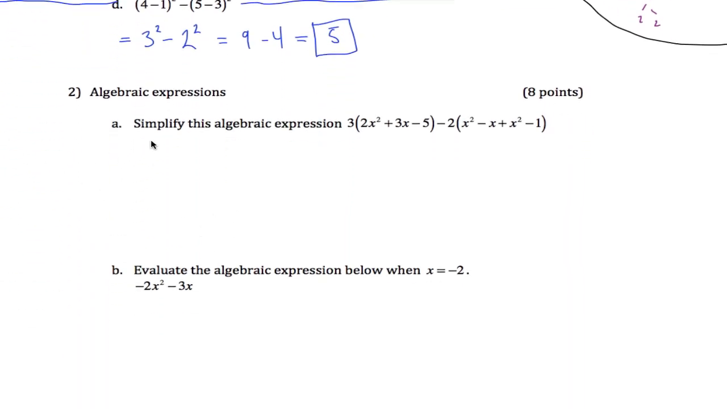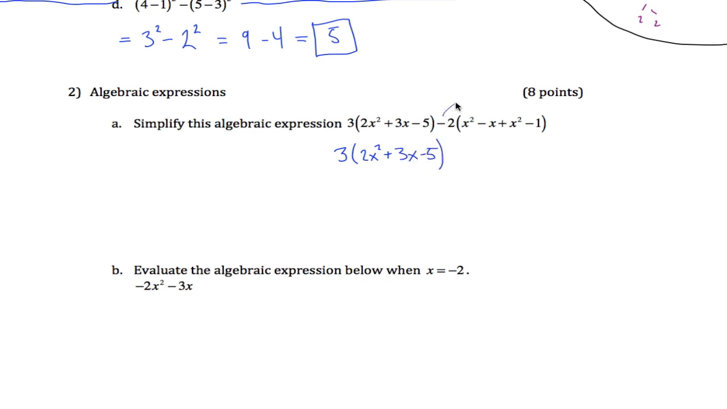See, part 2 here, we're asked to simplify this algebraic expression. So we have a big mess. Remember, when you're simplifying algebraic expressions, first look inside the parentheses and add like terms. The bad news is there are no like terms in this first parentheses, so we'll just leave it alone.